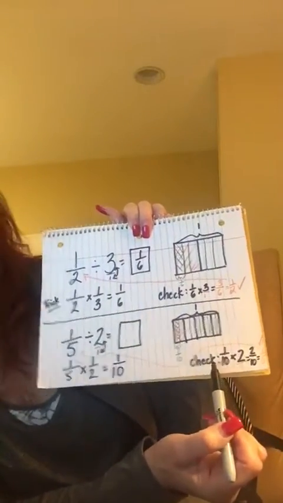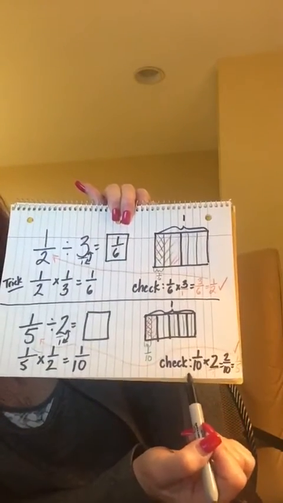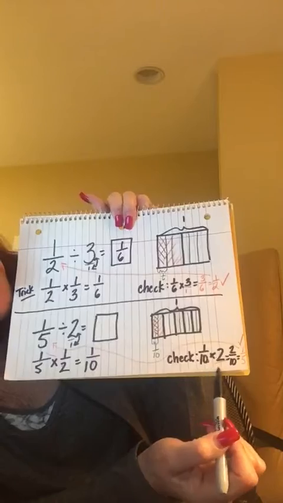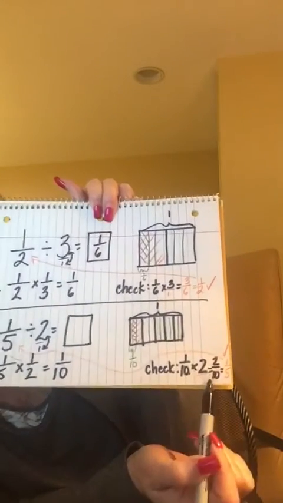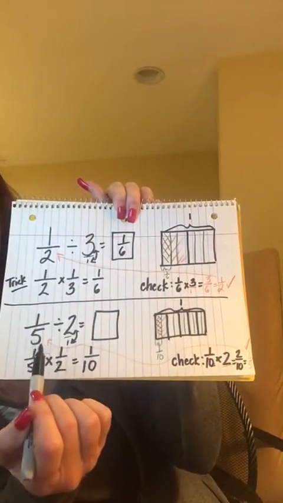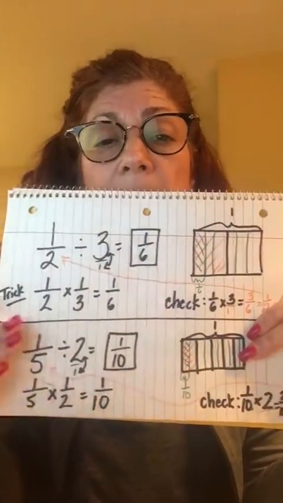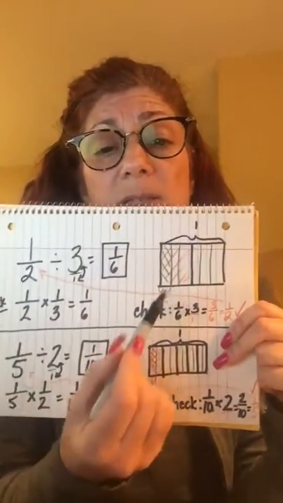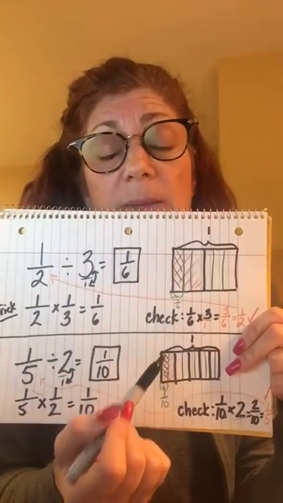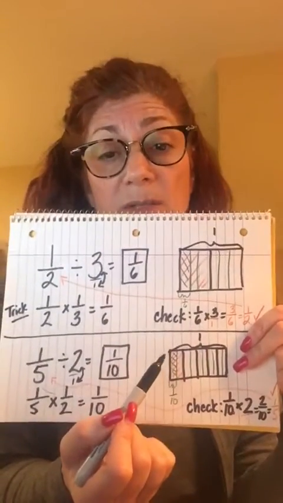My check is over here. So 1/10 times 2 equals 2/10, which equals 1/5, and that's what I started with here. And don't forget to put in your answer to make it a true equation. Now, today, I'm not going to insist that you do your tape diagrams, but I wanted you to see it so you can understand it.